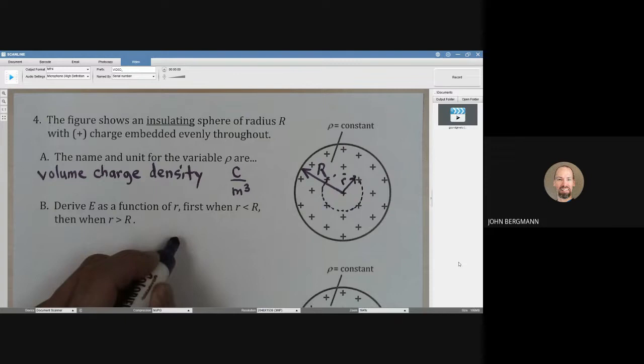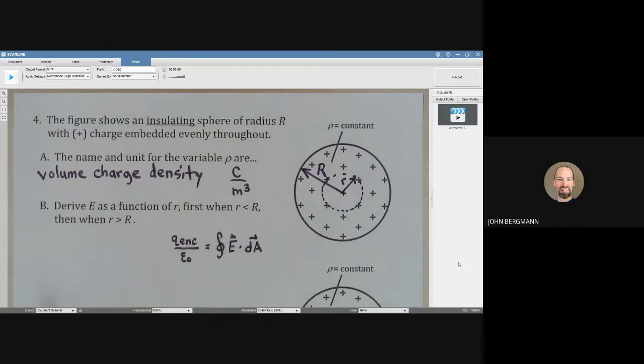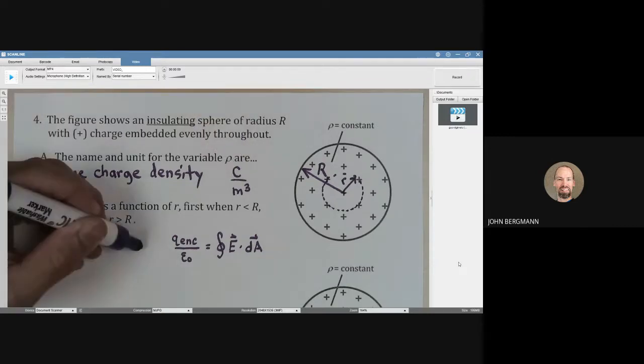Gauss's law says that the charge that's enclosed over epsilon naught is equal to the integral of E dot dA. Now, what's the charge that's enclosed in here? Well, the charge that's enclosed is just the charge that's inside this Gaussian surface. The charge on the outside is totally irrelevant to using Gauss's law. So what is that charge that's inside? Look at the unit for rho. It's coulombs per cubic meter.